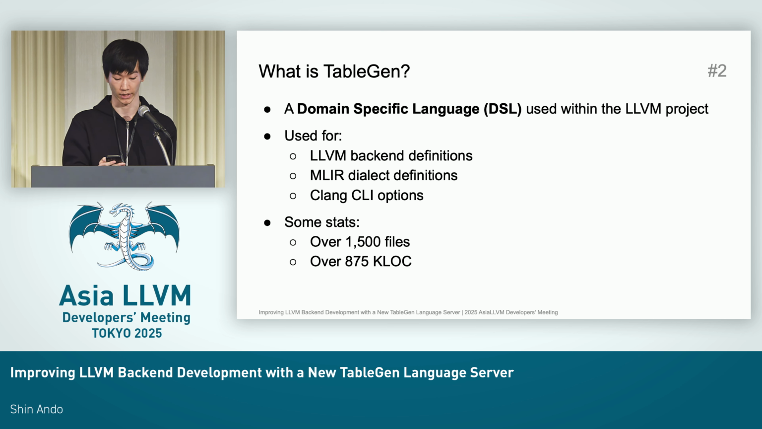The scale of code written in TableGen is substantial, over 1,500 files containing more than 870,000 lines of code. This clearly demonstrates how TableGen has become one of LLVM's core components.